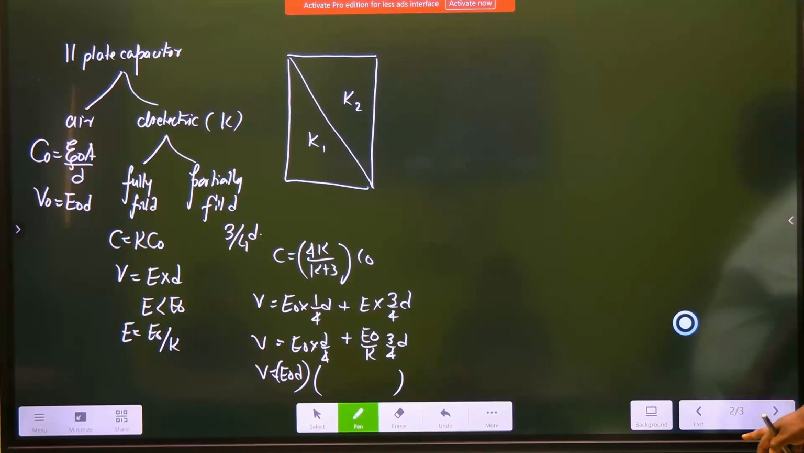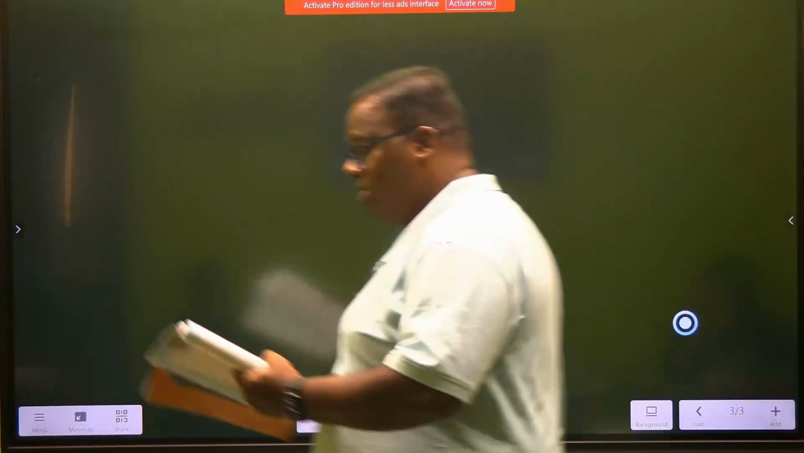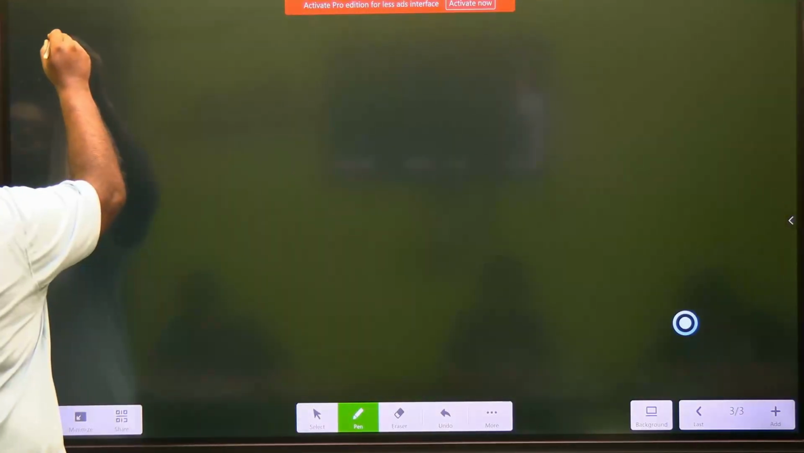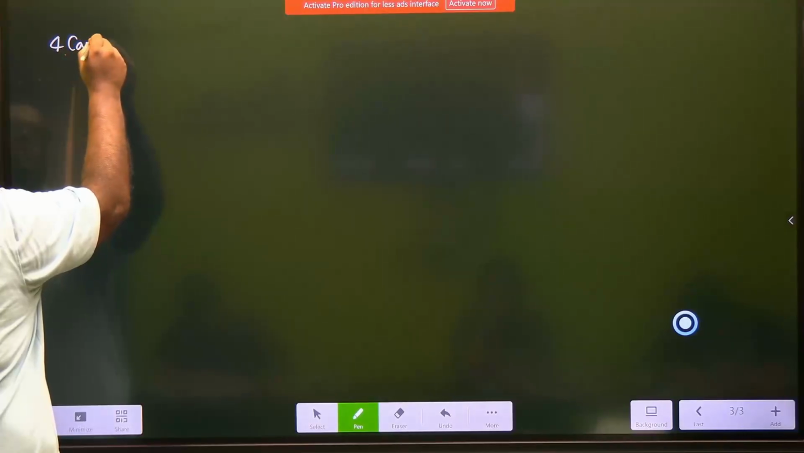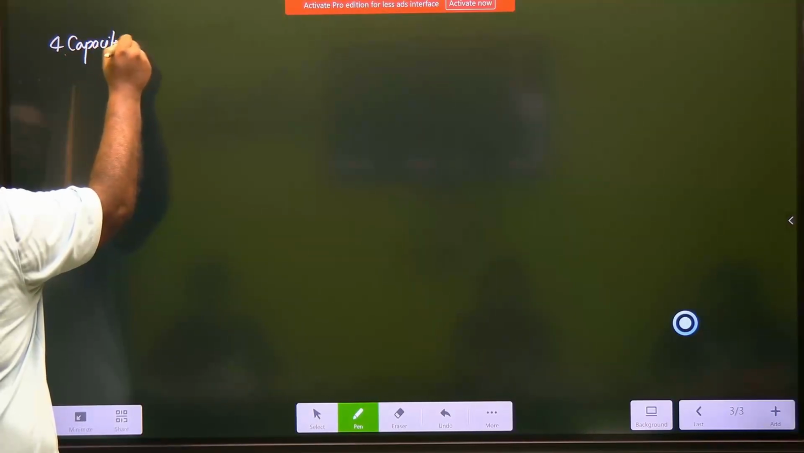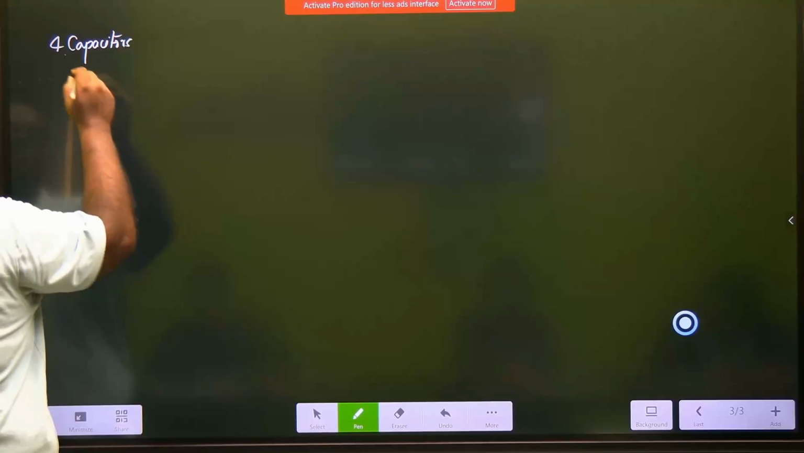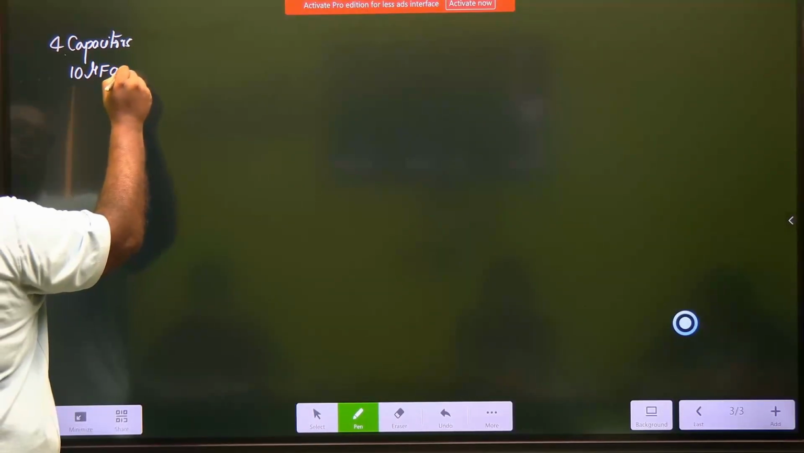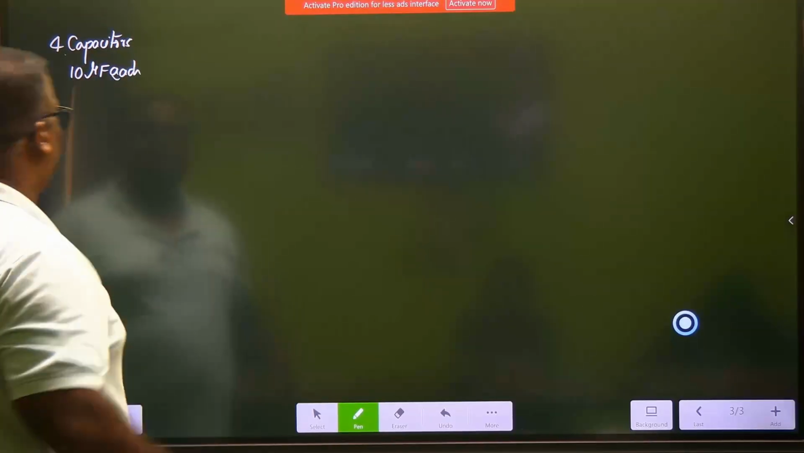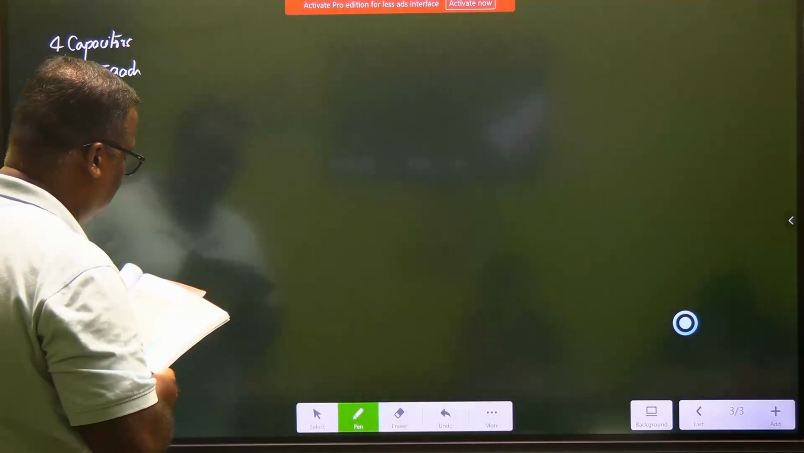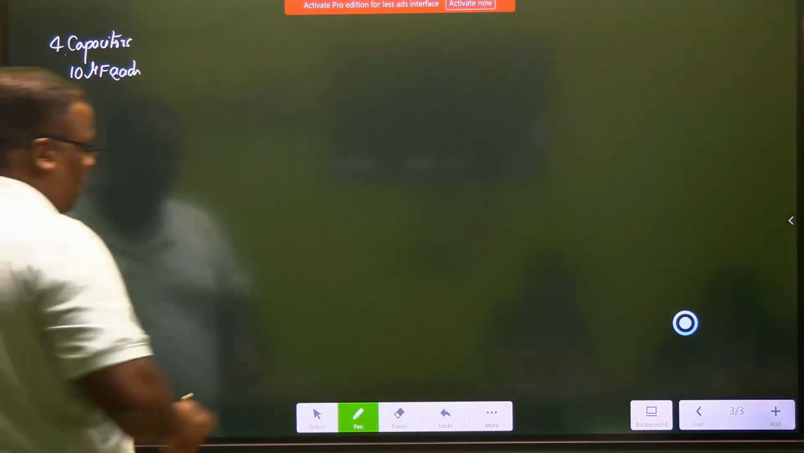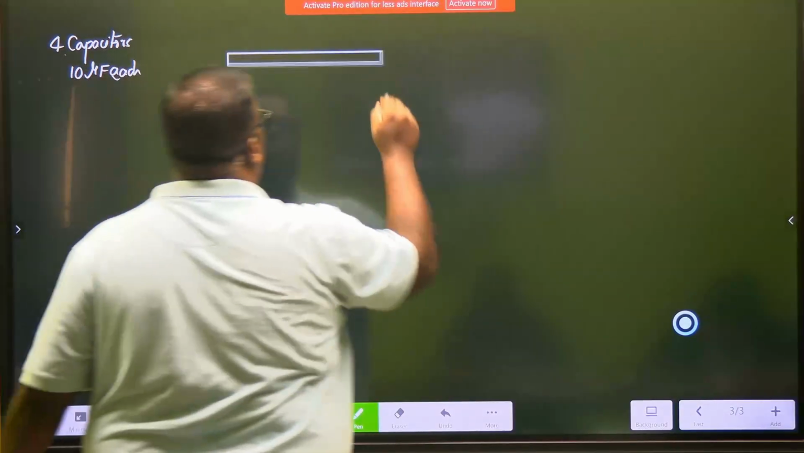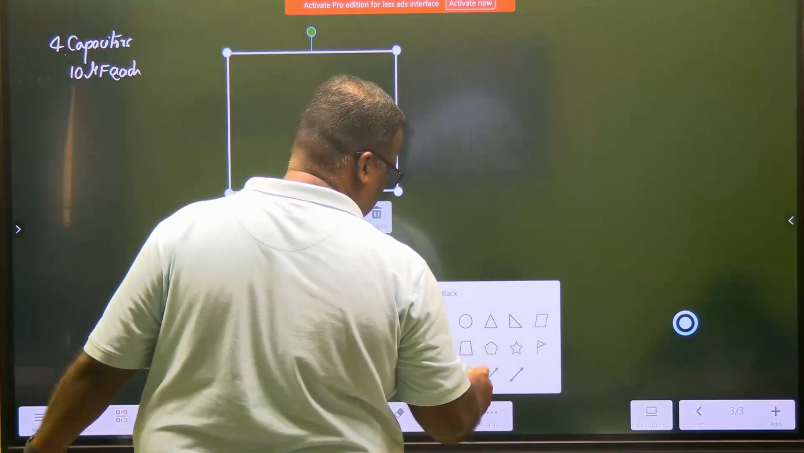Let's go ahead. Our next question is, we have a network of 4 capacitors, and this is also pretty easy. 4 capacitors, 10 microfarad each, and they are connected to a 500 volt supply, and the connection is somewhat like this.